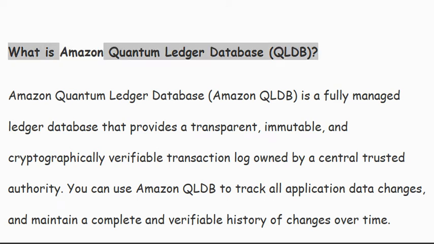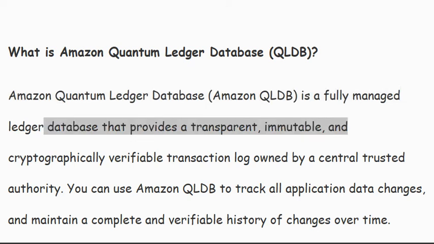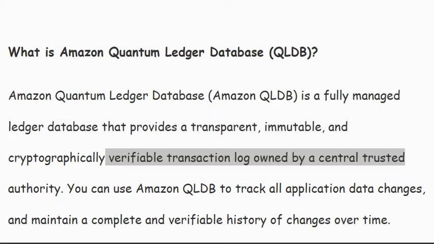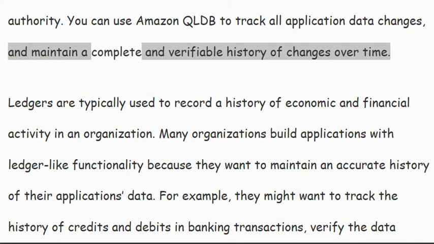What is Amazon Quantum Ledger Database, QLDB? Amazon Quantum Ledger Database, Amazon QLDB, is a fully managed ledger database that provides a transparent, immutable, and cryptographically verifiable transaction log owned by a central trusted authority. You can use Amazon QLDB to track all application data changes and maintain a complete and verifiable history of changes over time.